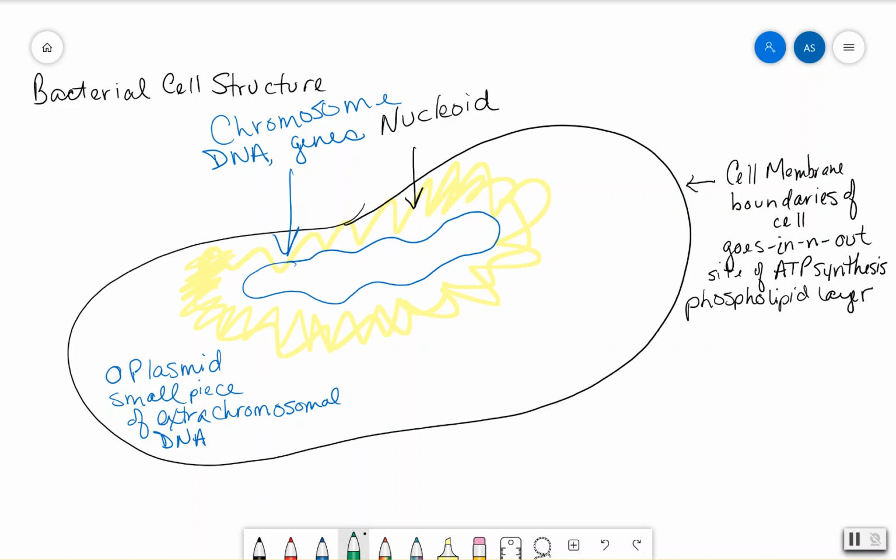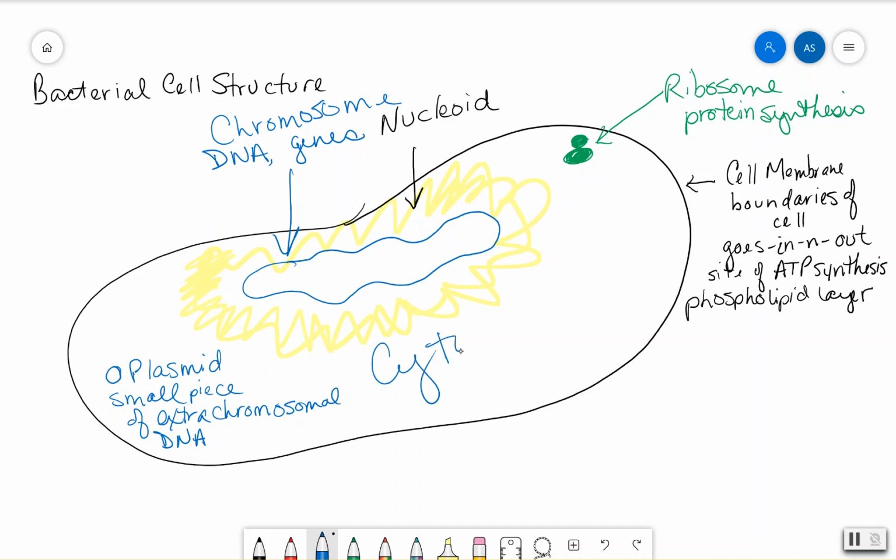Also inside the bacterial cell is a structure that you probably recognize, and that is the ribosome. And the ribosome has a small subunit and a large subunit, and hopefully you remember that the ribosome is the site of protein synthesis, very similar to how it works in a human. And then, of course, inside this bacterial cell, we have the cytoplasm, which is the contents of that bacterial cell.